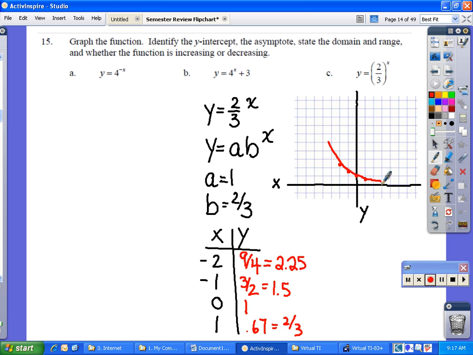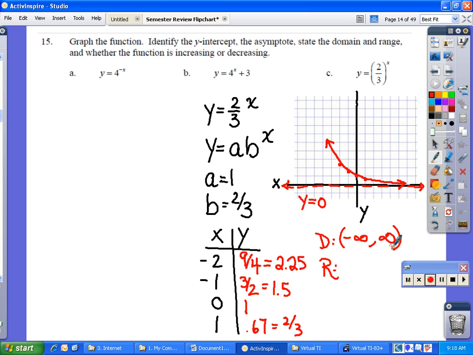We can get more values later, but you get the idea of the shape here. Asymptote at y equals 0. We'll get a better look at that on our calculator. And intercept at 1. Now that we can see what the graph looks like, we can talk a little bit about its domain and range. Domain, as for all exponential functions, is going to be -infinity to +infinity, meaning that it goes all the way to the left, all the way to the right.